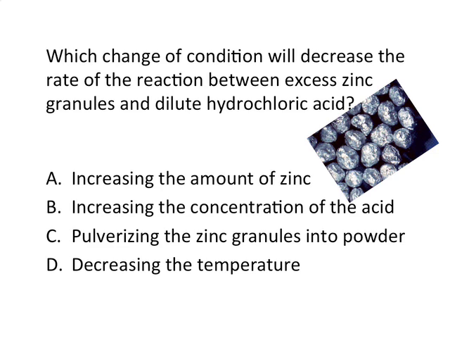C, pulverizing the zinc granules. Haha, that is one of the keywords for our surface area. We've increased the surface area. There's more places for the hydrochloric acid to interact with the zinc. So that one is going to increase the rate of collisions, which means would increase the rate of the reaction as well. Finally, D, decreasing the temperature. Sure enough, that one's going to be our answer. If we decrease temperature, the particles are going to move more slowly, decreasing the rate at which they are colliding, which would decrease the rate of the reaction.